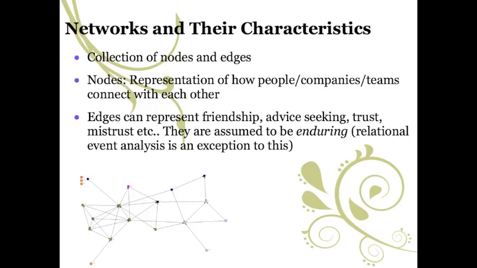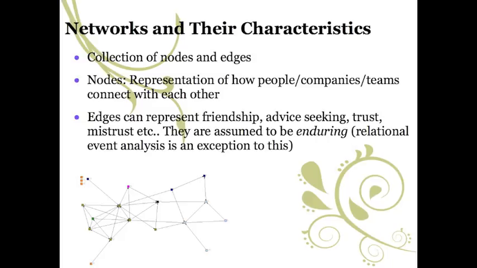Networks are a collection of nodes and edges. Nodes often represent people, but they can also be animals, teams, or organizations. The edges are what links nodes together. This can be advice, trust, friendship. Edges are also called ties, and they are normally assumed to be enduring.